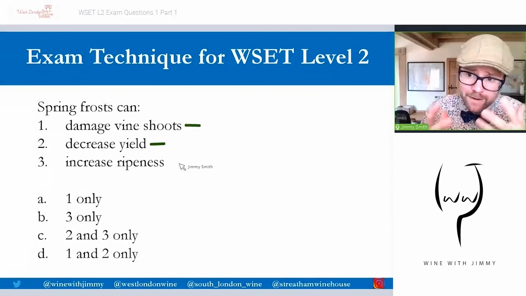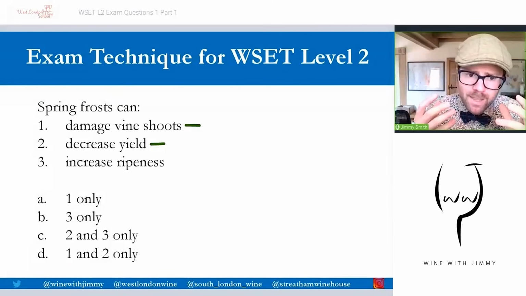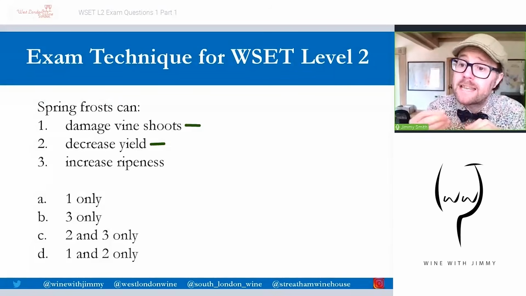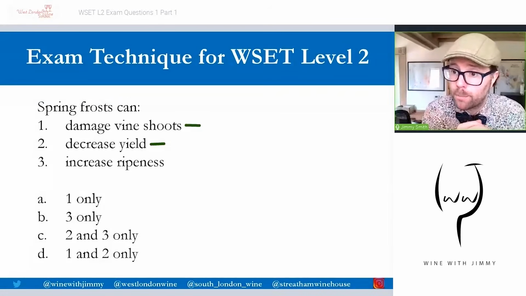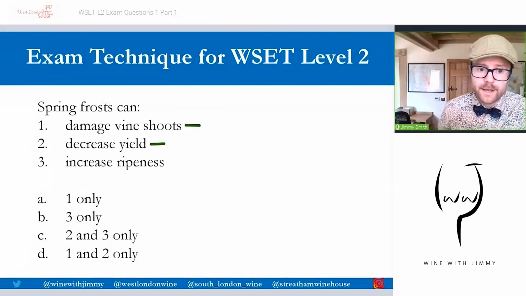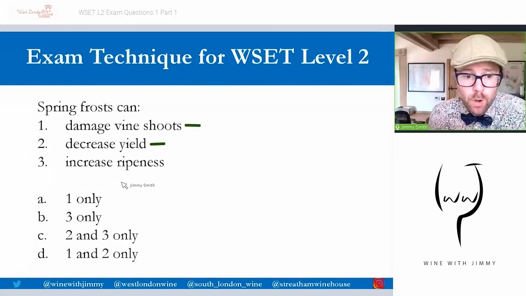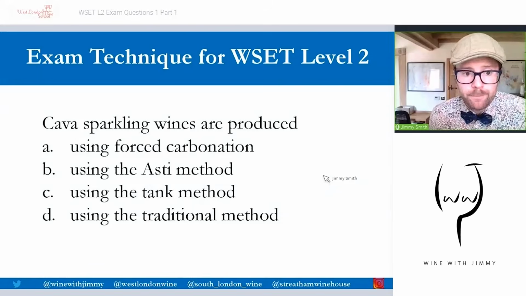It's not going to be having anything to do with increasing ripeness, because this will happen towards the end of the season. Ripeness happens really from veraison, which is color change, all the way up to when the grapes are picked. So we're not including that one. So our answer here is 1 and 2 only, because we've picked it just here. So 1 and 2 only at the bottom of the screen. Okay, great. So that's another question, that one on viticulture.